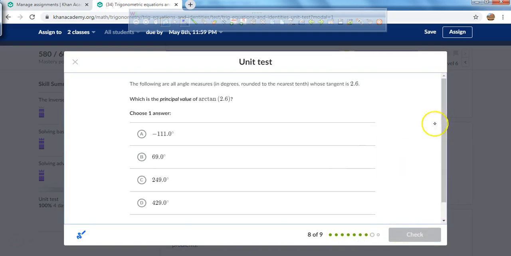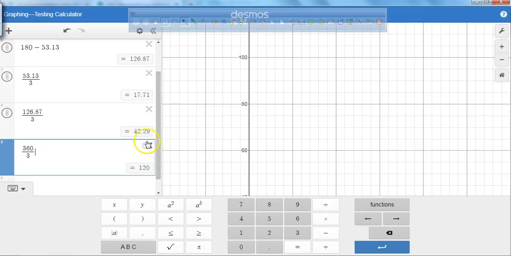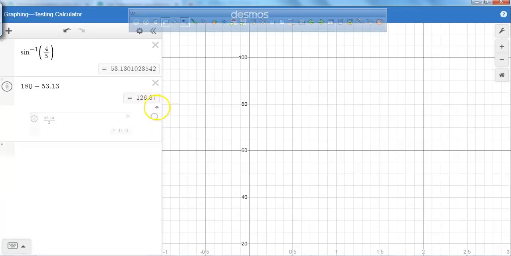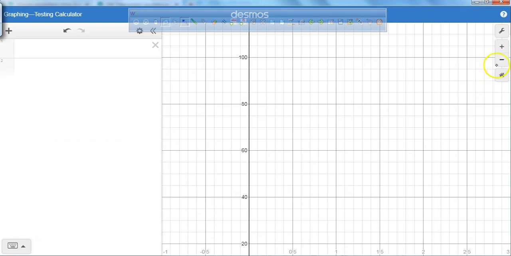This one shouldn't be that hard. It says, what are all the following angle measures whose tangent is 2.6? Arctangent is 2.6. It looks like it's in degrees, so all you got to do is literally do the inverse of tangent and make sure you're in degrees.